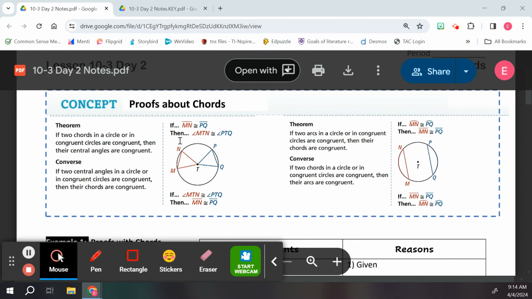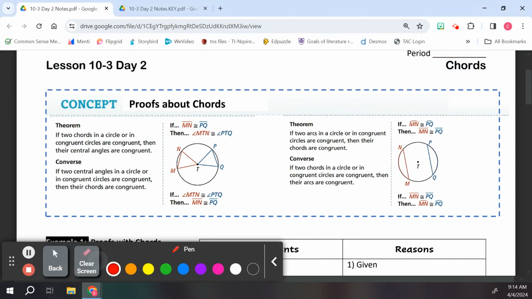So what they're saying here is if MN, so this guy right here, is congruent to PQ, then these central angles are also congruent. And then the converse is if the two central angles are congruent, then the chords are congruent. So pretty easy stuff so far.